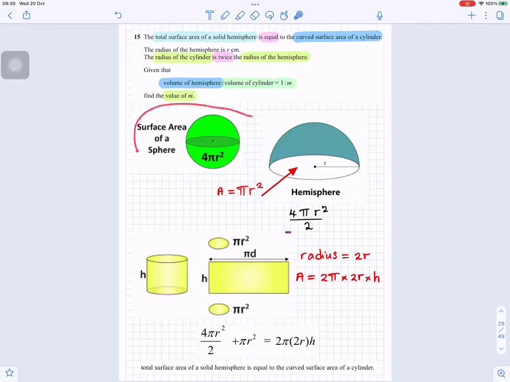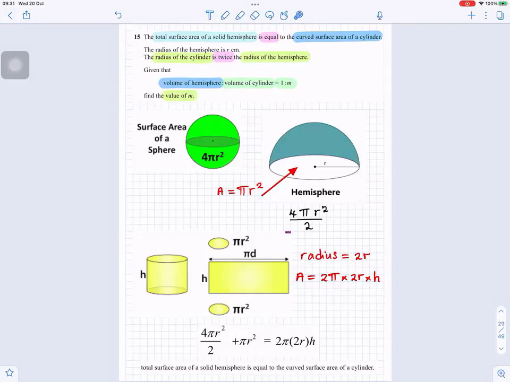I have here the formula for surface area of a sphere, 4 pi radius squared. There's a circle there. Area of a circle is pi radius squared. A hemisphere, and then we have the radius is 2r. It's twice the radius. And the area is 2 pi times 2r times h.